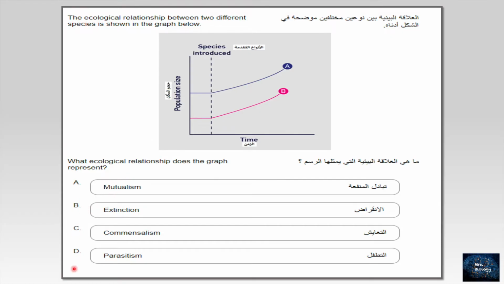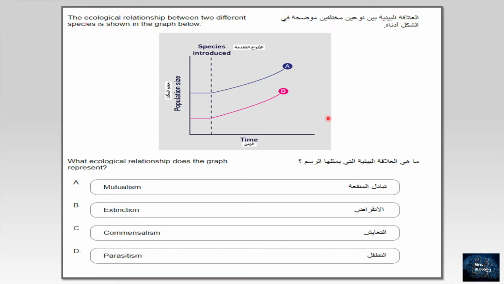Directly, I want to exclude B and D. Why? B, extinction. If that's right, at least you will find one of the populations disappear because of extinction, or both of them. So B is wrong. D, parasitism. One will get benefit and the other will get harmed. So one will increase and the other one should decrease.